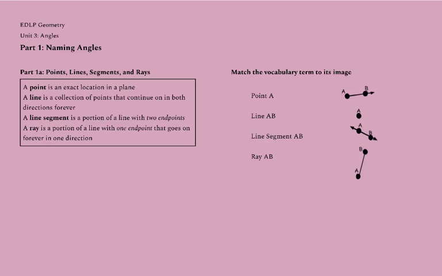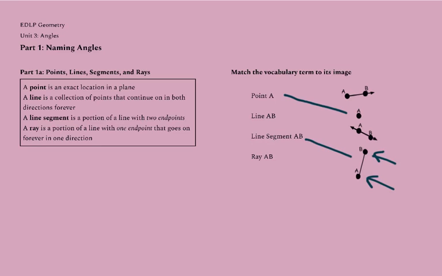So again, a point is an exact location. So point A should just be by itself, just a point out there. And then looking at the difference between line segment AB and ray AB, we need to see, does it have endpoints? How many endpoints does it have? In which directions does it go on forever if it does? So I will say if we can see one with two endpoints, we know it's our line segment. And I see this one down here, no arrows. It has two endpoints. Line segment AB is on the bottom.